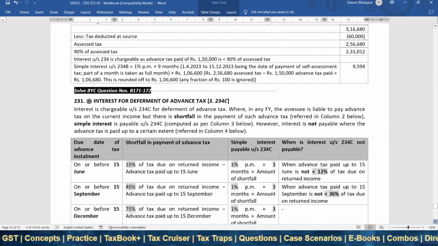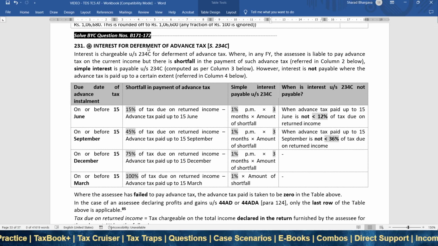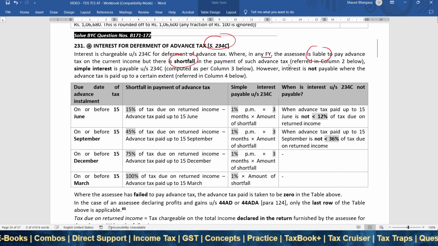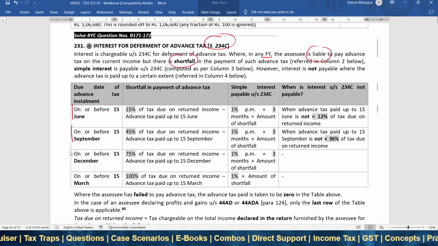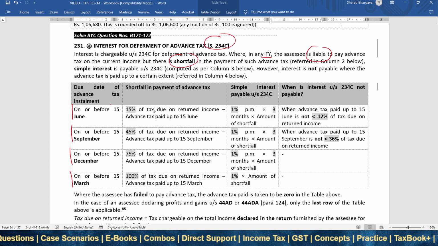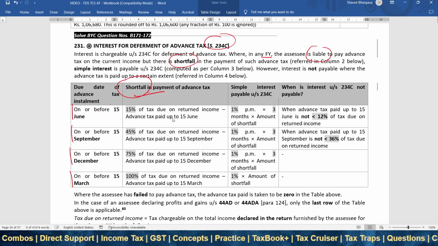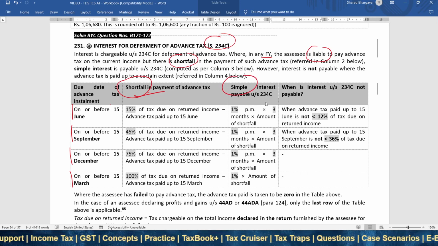Similarly, interest for deferment of advance tax is payable under the provisions of section 234C. So where in any financial year the assessee is liable to pay advance tax, but there is shortfall in the payment of such advance tax. As we know, advance tax is payable in installments across the financial year, and there are 4 installments, basically 4 due dates: 15th of June, 15th of September, 15th of December, and 15th of March. And if there is shortfall in the payment of advance tax in each of these 4 cases, then simple interest is payable under section 234C.